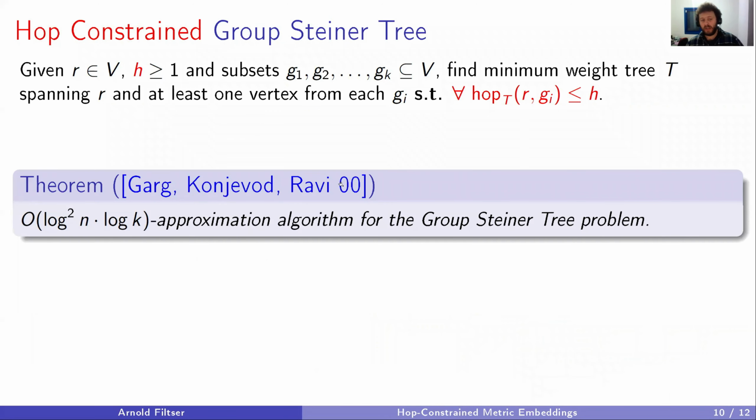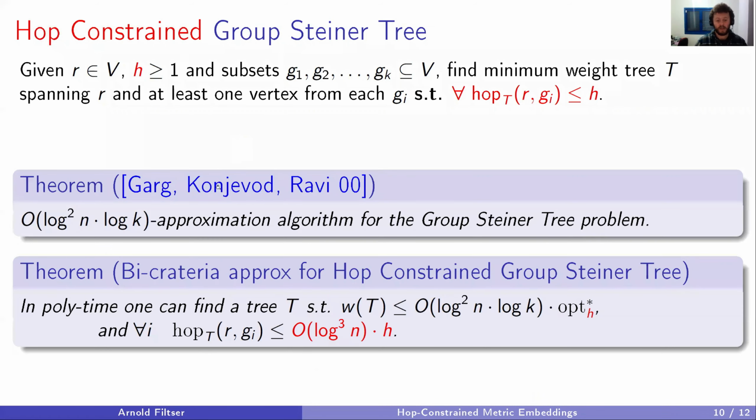Garg, Konjevod, and Ravi constructed a log square n log k approximation algorithm for the group Steiner problem. So this is the classic problem. And our contribution is a bicriteria approximation for the hop constraint group Steiner problem. Specifically, we constructed a tree T with weight at most log square n times log k times the optimal solution. So this is the same approximation factor as Garg et al. And this is bicriteria because we only guarantee that the tree T will contain a path from R to every group of at most log cube n times h hops.